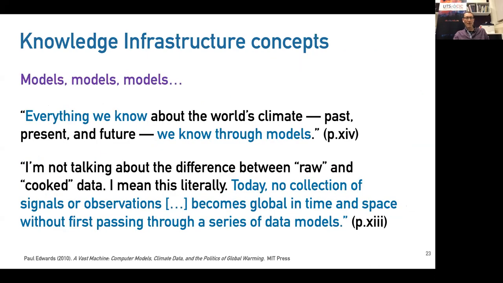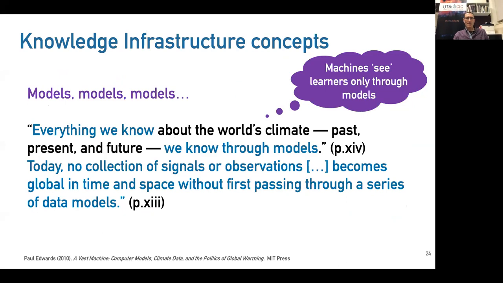We've already heard a lot about models, but this telling phrase: everything we know about the world's climate, we know through models. I'm not talking about the difference between raw and cooked data. I mean this literally. Today, no collection of signals or observations becomes global in time and space without passing through a series of models. And equally, machines are only going to see learners through models. We are going to design filters and amplifiers that focus on certain properties in the data, and we better have a very good way of explaining how those work.